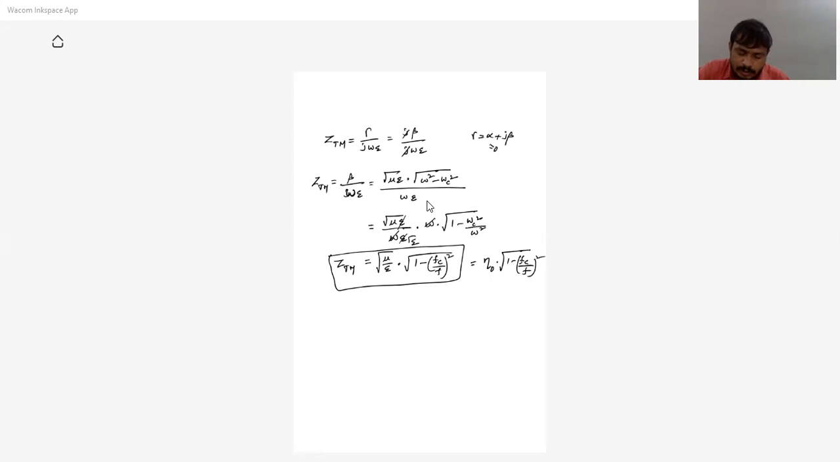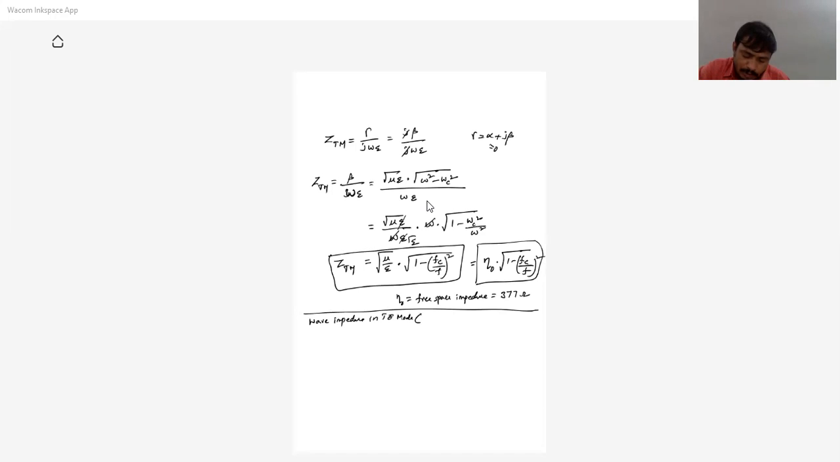So this is the equation, where eta naught is the free space impedance, 377 ohms. In the same manner, we can go for the TE mode. So the wave impedance in TE mode.